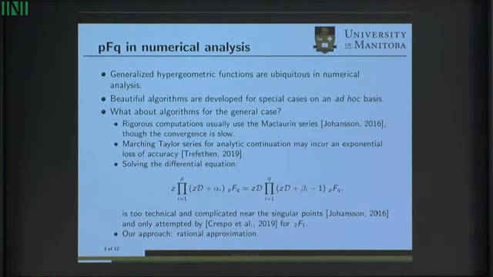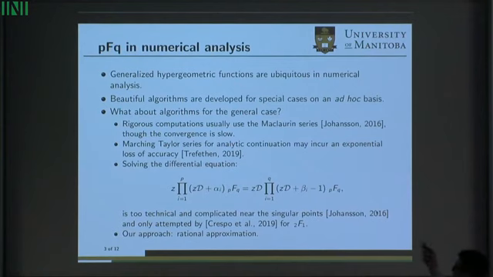Okay, right. So this was just a small overview of areas where generalized hypergeometric functions appear. Beautiful algorithms exist for special cases, in particular the arithmetic-geometric mean, this quadratic convergence, right? But it's all sort of specialized and ad hoc. So what can we say about the general case? Well, Fredrik Johansson would say that rigorous computation should only use the Maclaurin series. But suppose we can do a little bit better than that, right?